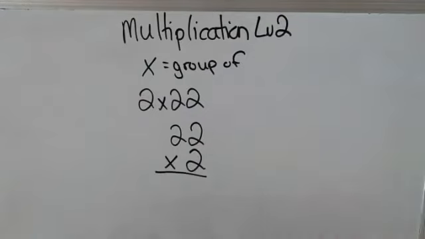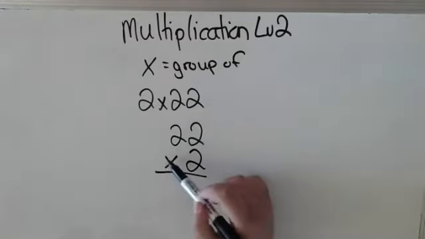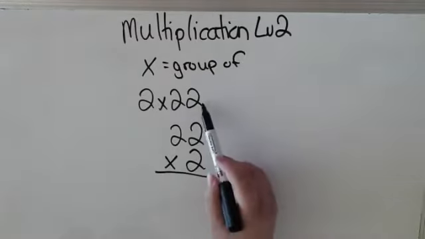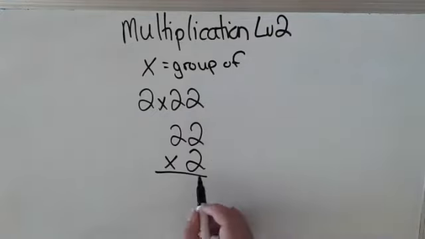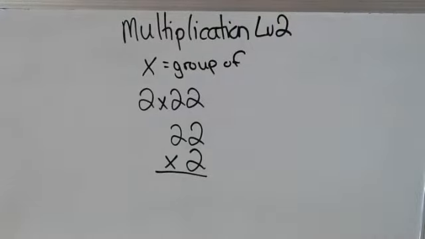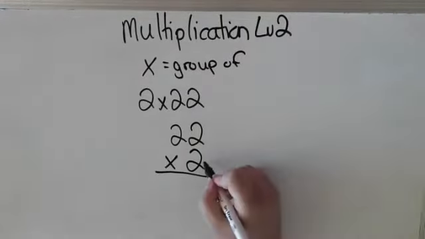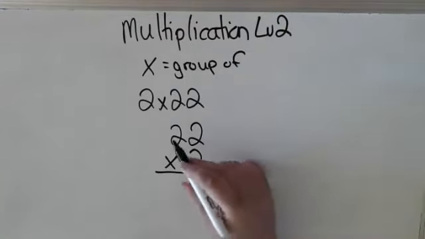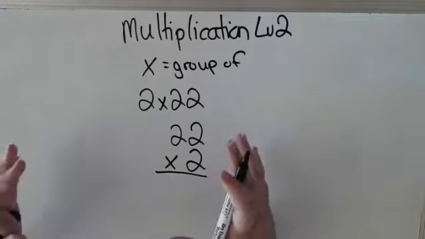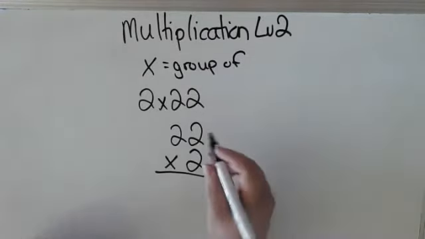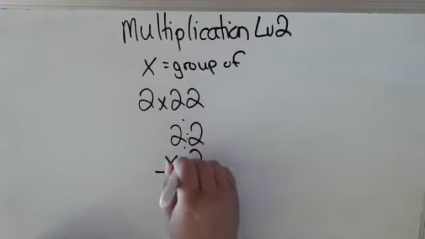Now we can say this if we want to, 22 groups of 2. It's the same as saying 2 groups of 22. They're the same thing. Now I'm going to start my multiplication. When you're multiplying 2 digits by 1 digit, you look at the bottom number and you multiply the top by that bottom number. I'm not going to try and do 22 by 2 as a whole, because that's a little bit too big. I'm going to break it down because they're in my columns.